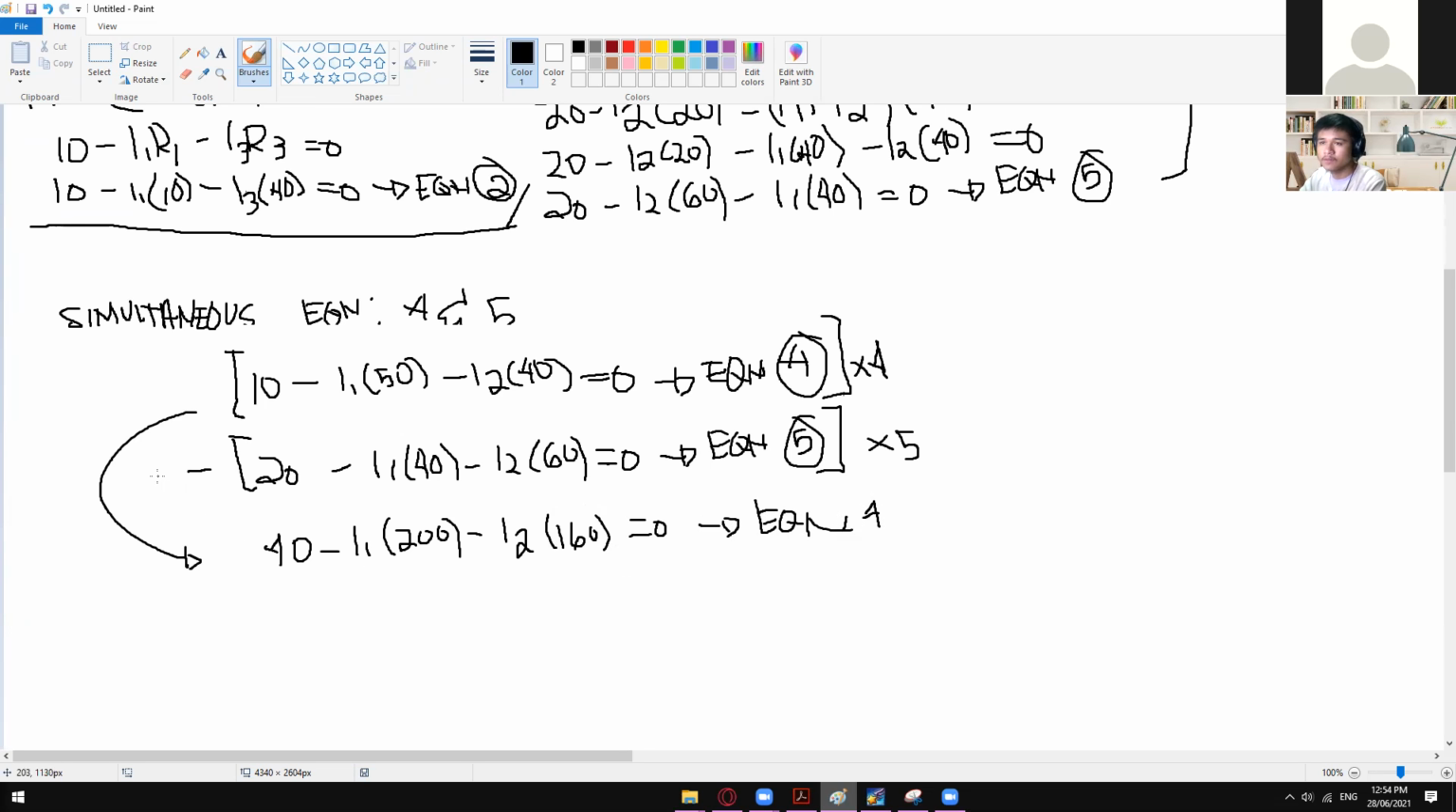Okay, so for this equation number 5, just multiply this one by 5. So 5 times 20 will give us 100 minus I1. So 5 times 40 is 200, minus I2. So 5 times 60 is 300, is equal to 0. So this is now our equation number 5.